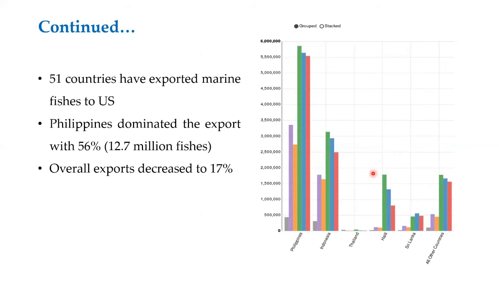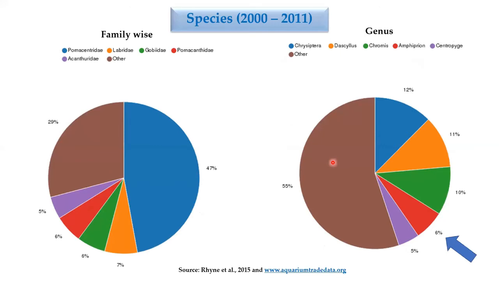So based on the data, almost 51 countries have exported marine fishes to the US, and the top two nations here are the Philippines and Indonesia. If you look at the family-wise data, the Pomacentridae, which is nothing but the clowns and damsels, have almost 47% of share in the import data in the US. So this is like 10-year data from 2000 to 2011.